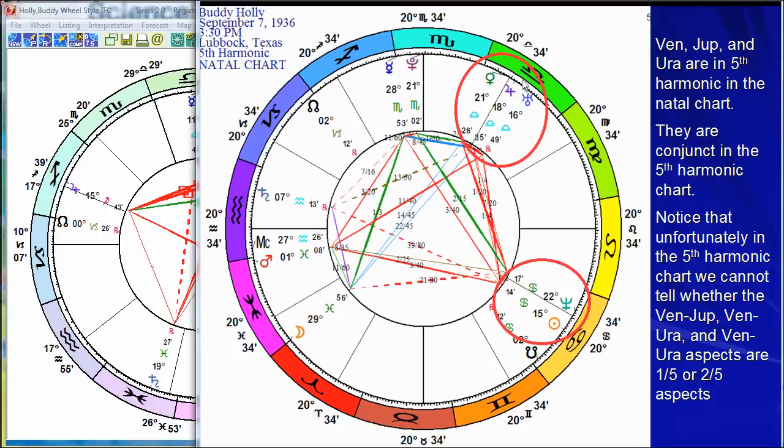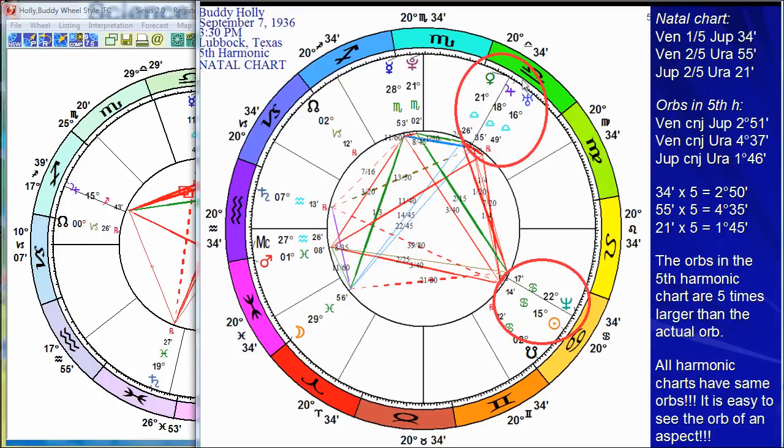Now, one more thing about these orbs, to make this a little clearer. The orb in the harmonic chart is proportionally larger than in the natal chart. So in the fifth harmonic chart, the orbs are 5 times bigger. That orb of the quintile of Venus and Jupiter in the natal chart is 34 minutes. You can go back and look at his natal chart and calculate that out, and you'll see it's 34 minutes. I'm not going to bother with that. It's just tedious arithmetic. It's a little over half a degree.